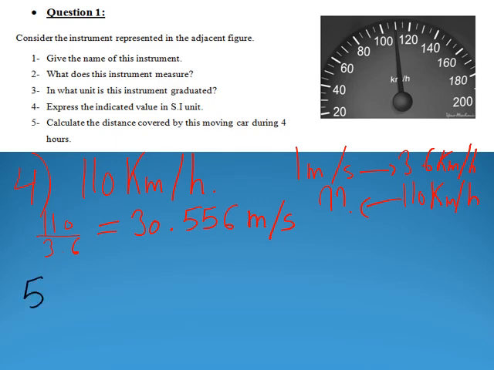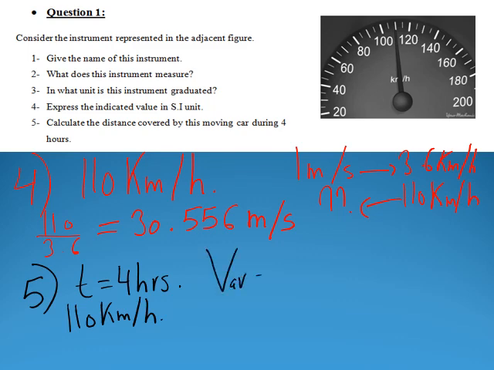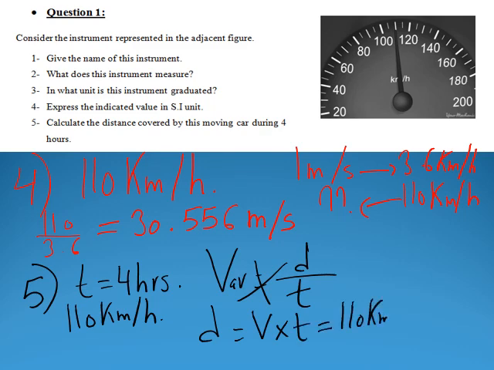Moving to part 5. Calculate the distance covered by this moving car during 4 hours. So the time is equal to 4 hours. This moving car, the average velocity is 110 kilometer per hour. So you have to calculate the distance. All of you know that V average is equal to D over delta T. Simply by cross multiplication, D is equal to V times T, equal to 110 kilometer per hour times 4 hours.